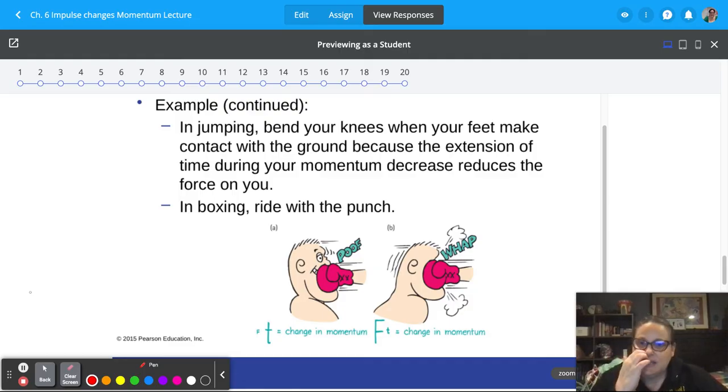In boxing, you ride with the punch. So it's better for you to, instead of going face, you go face. You back away from the punch as it's coming at you, and that causes the time to be extended and therefore the force decreased.